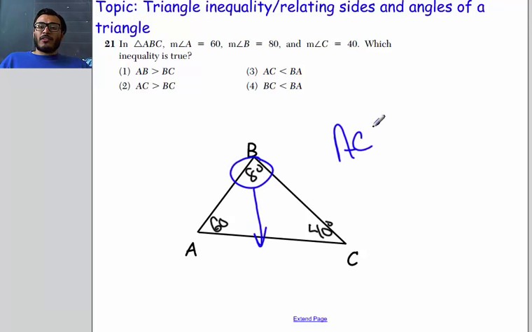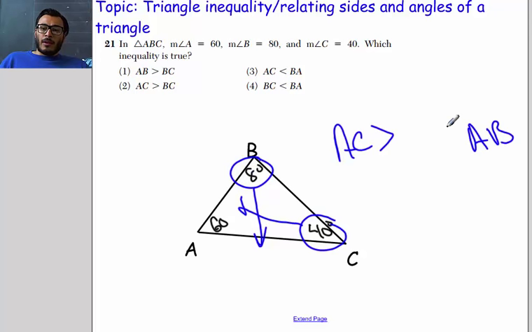So AC has to be greater than any of the other sides. The shortest side is going to be side AB. The reason why is because the smallest angle is angle C, and opposite from angle C is the side AB. So AB has to be the lesser side of all of them. And then the side that's left is side BC, so side BC has to be in the middle. So the answer is choice 2.